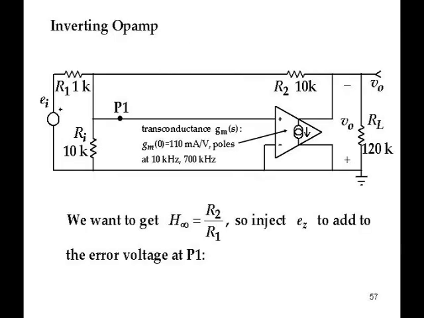Here's an example now of how we can calculate these second level transfer functions in a little more practical circuit. This is a basic inverting op-amp configuration. It's the integrator configuration if the R2 were a capacitor instead of a resistance. Very simple model, and I'm assuming that the forward amplifier has a transconductance at 0 frequency of 110 milliamps per volt, and it has 2 poles, one at 10 kilohertz and one at 700 kilohertz.